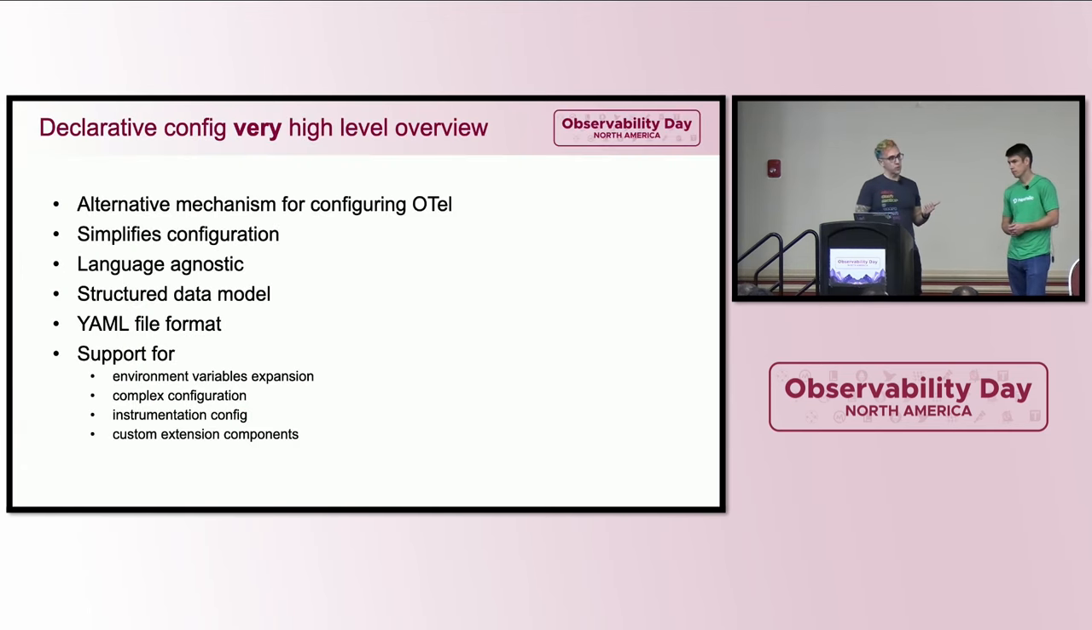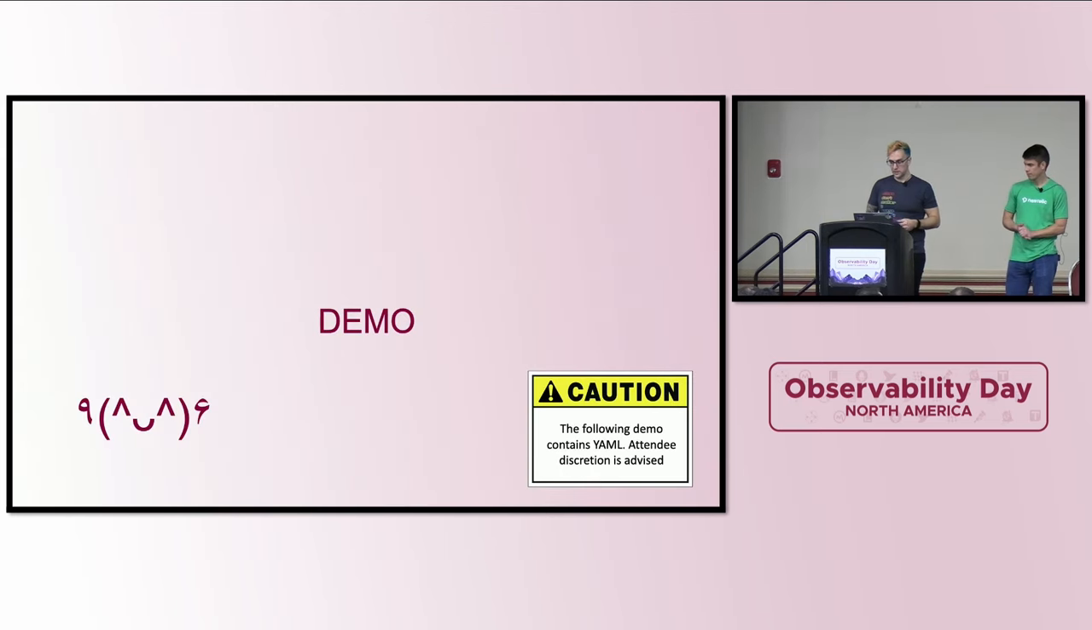Jax is going to go much more into the details of what declarative config is. But for now, it's enough to know that it's an alternative mechanism for configuring OTel components, and that it supports a structured data model if you want to use that in your code. Or alternatively, you can pass in a YAML formatted file and configure things that way. So just a heads up, if you don't like YAML, you might want to close your eyes a little bit. You'll see when. All right, so now I'm going to jump to the demo.